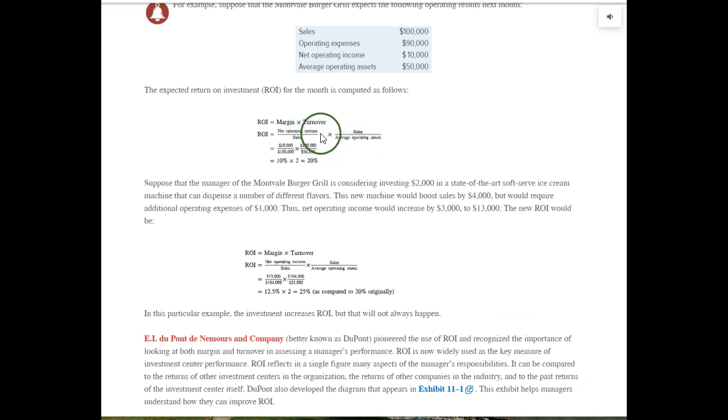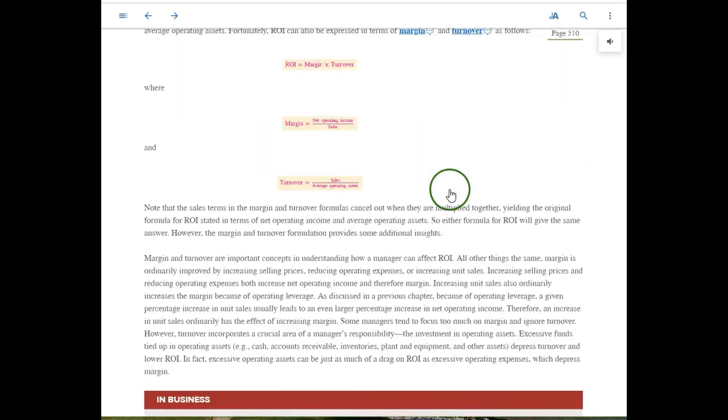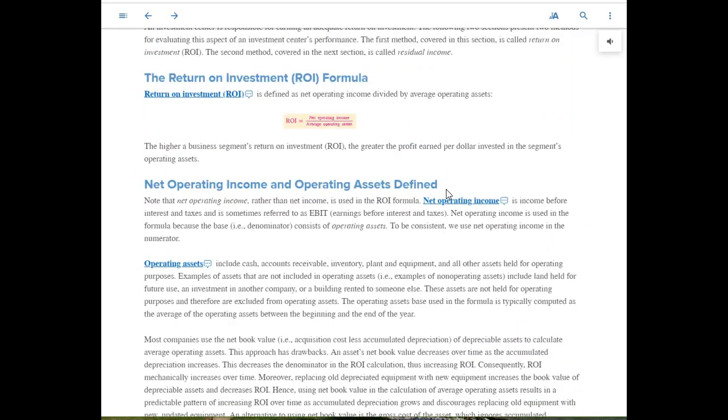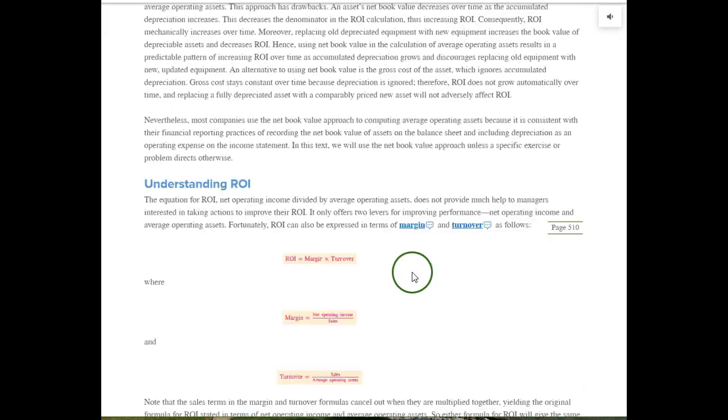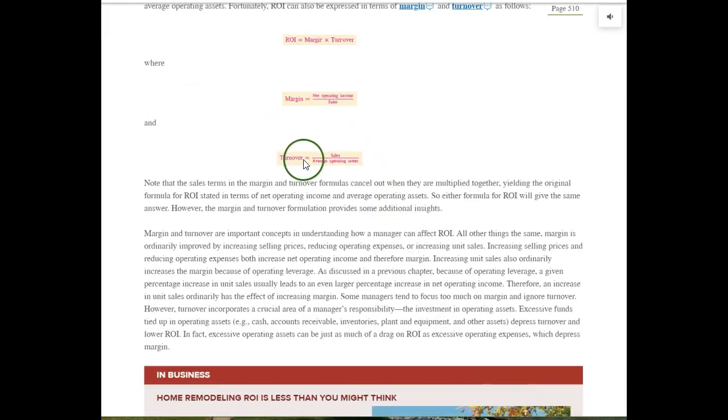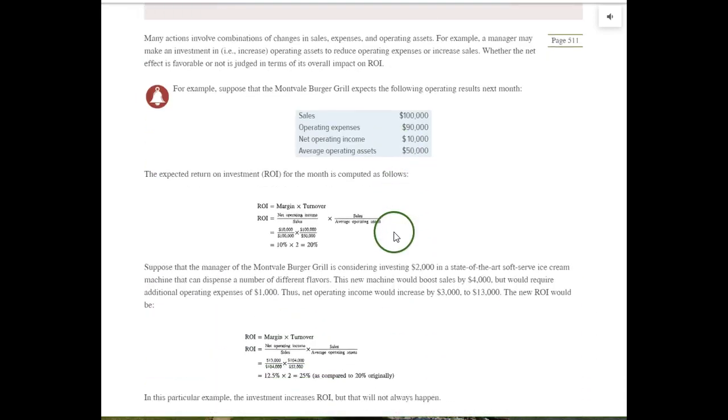If you look at the algebra related to this, the sales would cancel each other out, and you're left with net operating income over your operating assets. But anyway, you can do it two different ways. The simple way, as we saw right here, is just a quick computation, or expand it out with the margin and the turnover. Either way will get you the same answer.